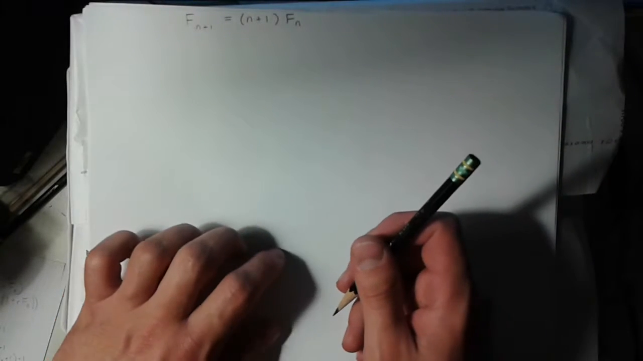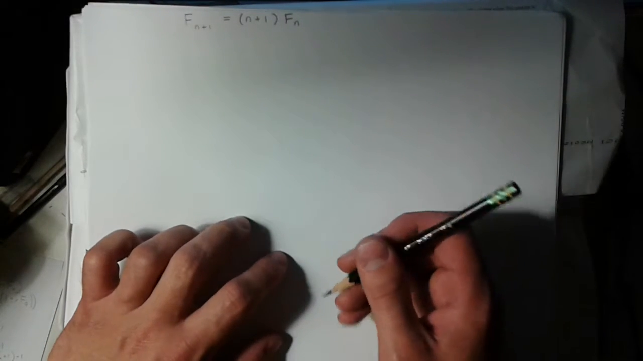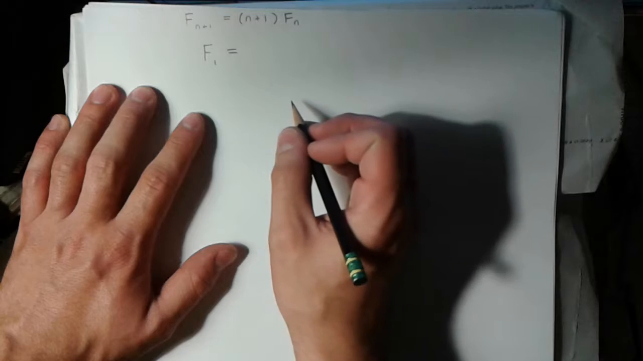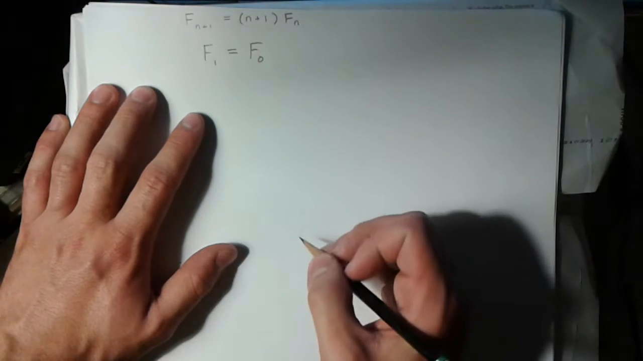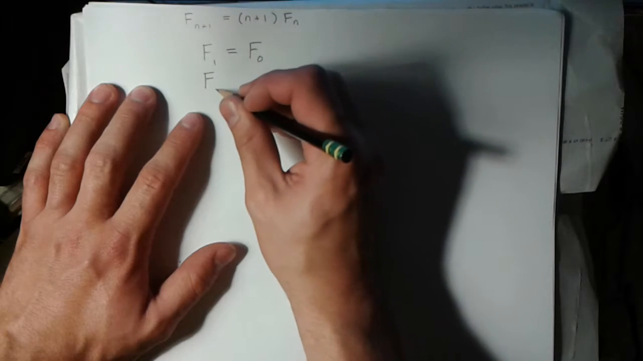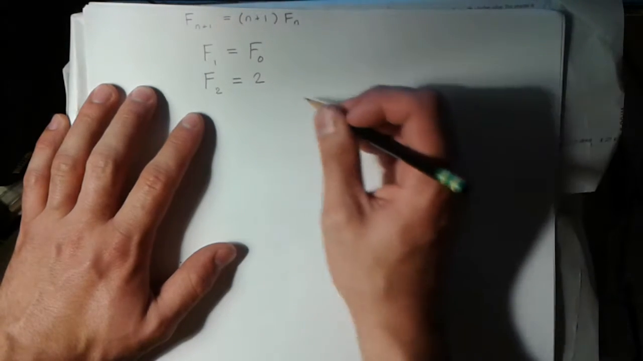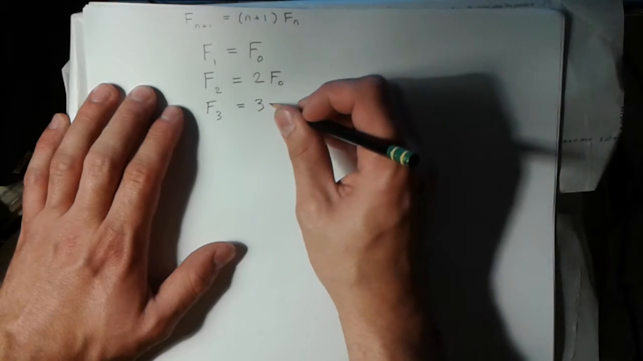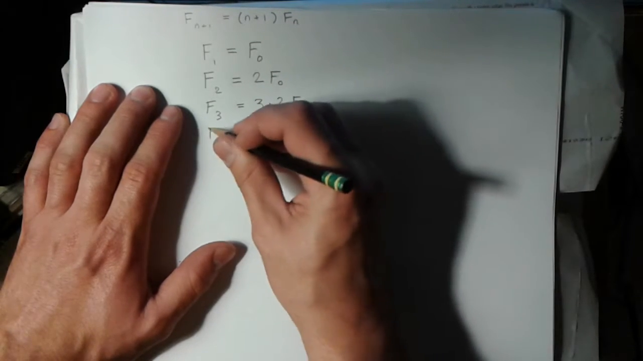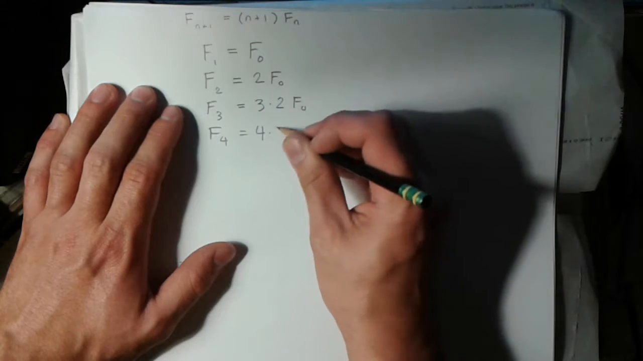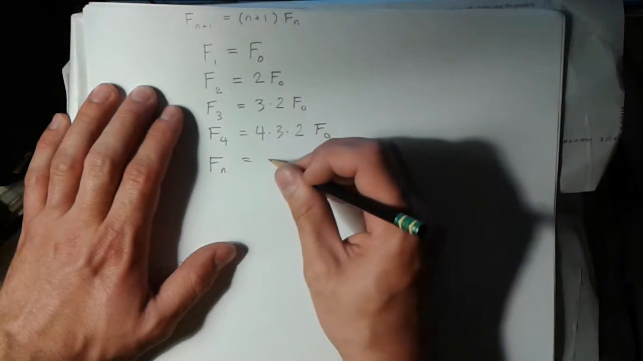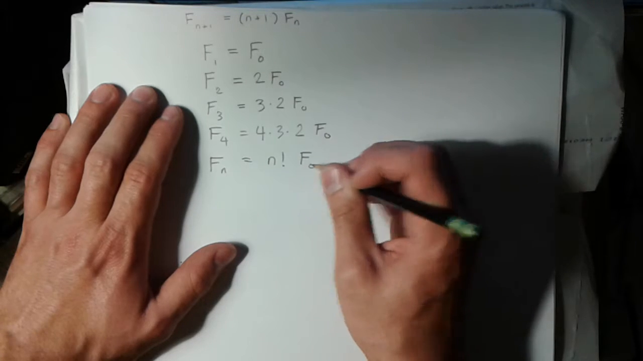Here's another recurrence relation that I'm going to solve by guessing. So we look at this using n equals 0. The first term is just going to be the same as the 0th term. The next one is just going to be 2 times the first term, which was f0. The third one is just going to be 3 times the last one, which was 2f0. Next one's just going to be 4, 3, 2f0. And so you can see that the nth term is just going to be n factorial f0.